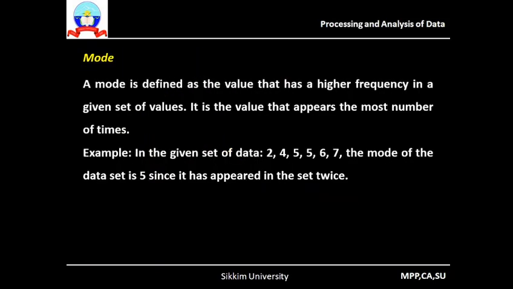Now let us move on to mode. A mode is defined as the value that has a higher frequency in a given set of values. It is the value that appears the most number of times. For example, in the given data set 2, 4, 5, 5, 6, 7, the mode of the data set is 5 since 5 appears twice. So these are the various measures of central tendency.